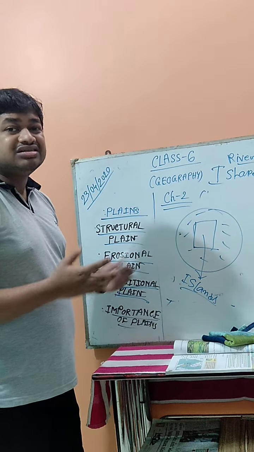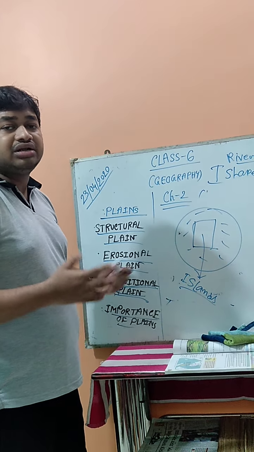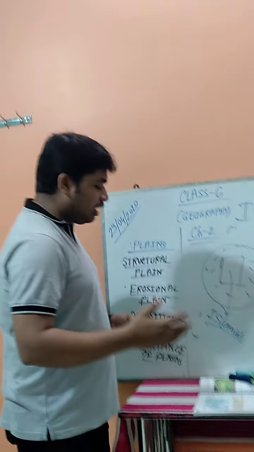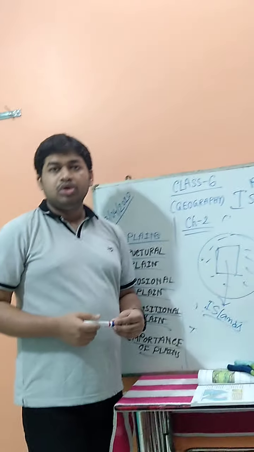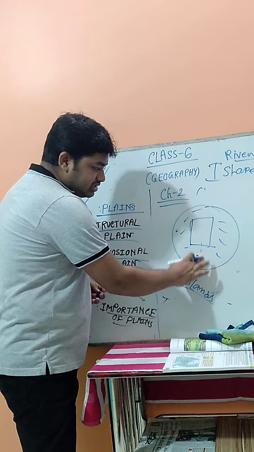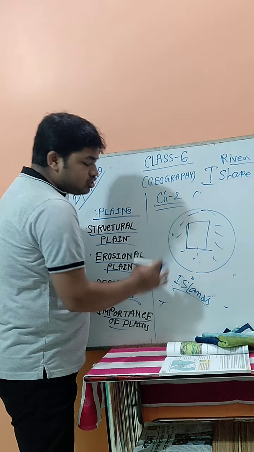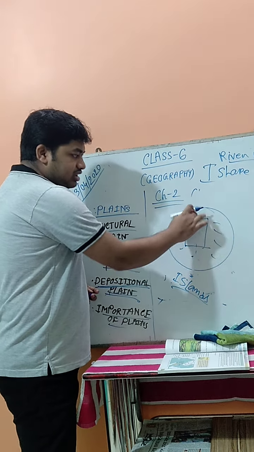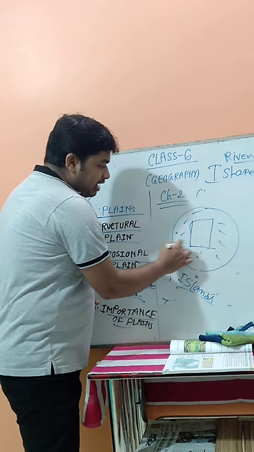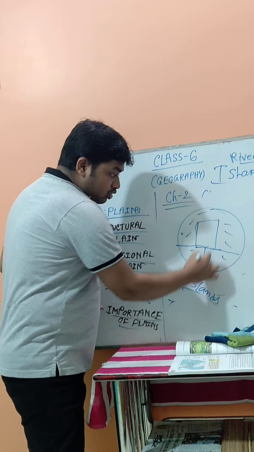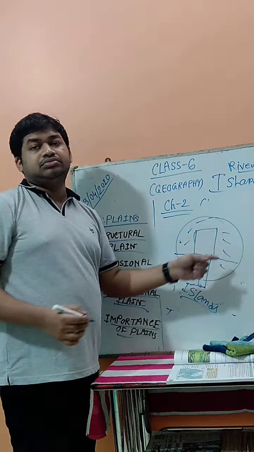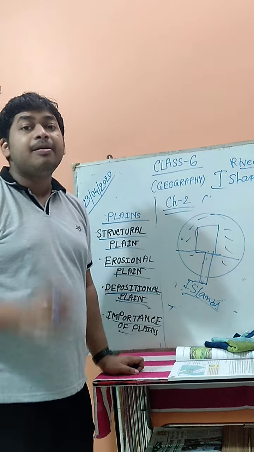The examples are Sri Lanka, the Maldives, and Andaman and Nicobar. These are examples of islands. Now the second landform is the peninsula. What is a peninsula? It's a little bit different. Here all the sides are surrounded by water, but in a peninsula there are three sides. Suppose the north, east and west are surrounded by water, but only the southern portion is connected with the landmass. This type of landform is known as a peninsula.